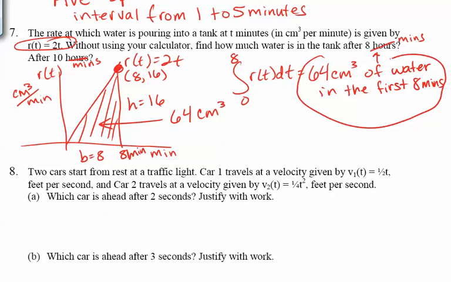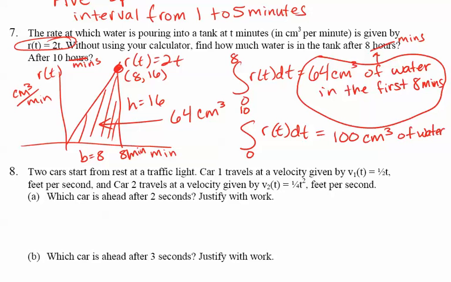The second part of our question is how much water is in the tank after 10 minutes. So same calculation, but a new upper limit in your calculator, and we should come up with 100 cubic centimeters of water in the first 10 minutes.